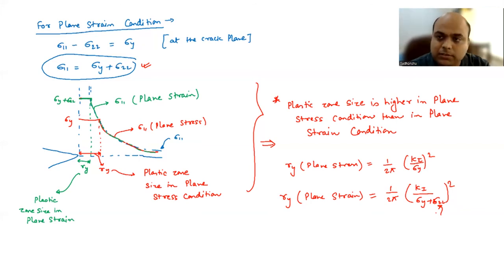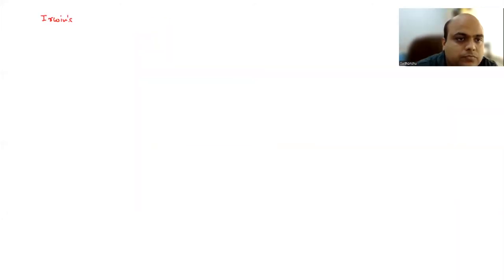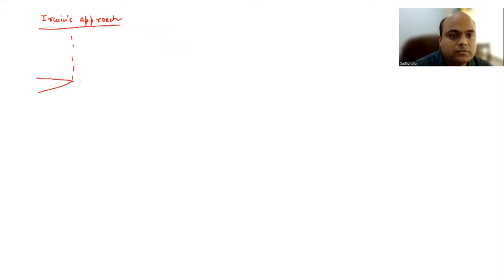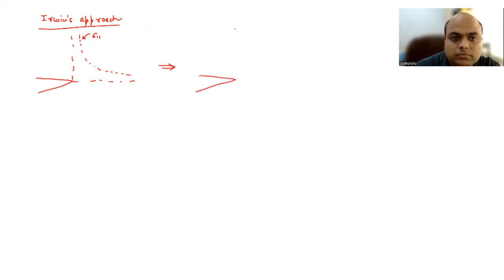Now let's come first to Irwin's approach for calculation of plastic zone size. So there is some correction to it and I will let you know what is that correction. Okay, so Irwin's approach. We have discussed this. We have sigma 11 originally without crack tip yielding. Now we introduce crack tip yielding. When we introduce crack tip yielding, we draw the curve like this.